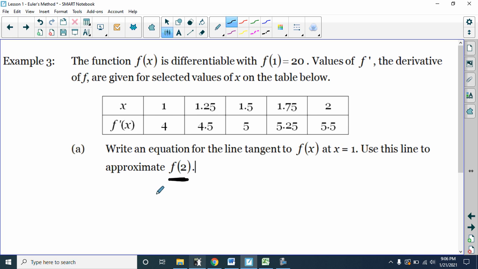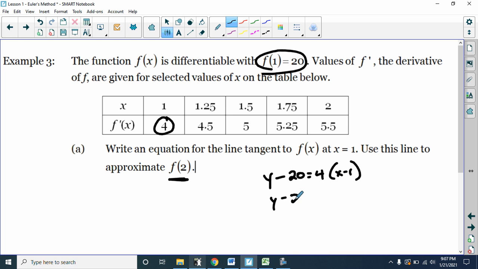And again, we're going to do this 3 different ways. The first way is we're going to use a tangent line at x equals 1. So to write an equation of a tangent line, I need a point and a slope. Slope at 1 is 4. So y minus 20 equals slope times x minus 1. This is the equation of the tangent line.